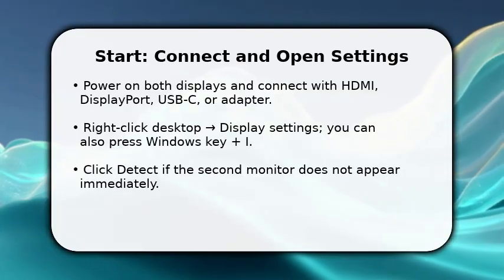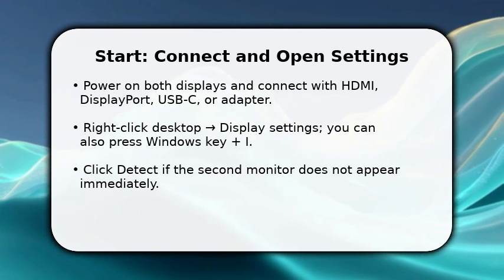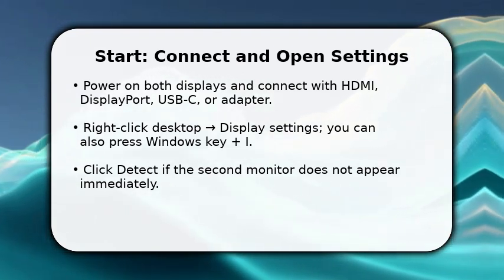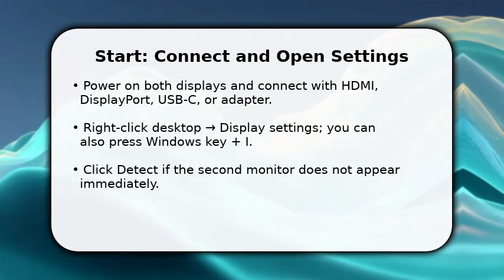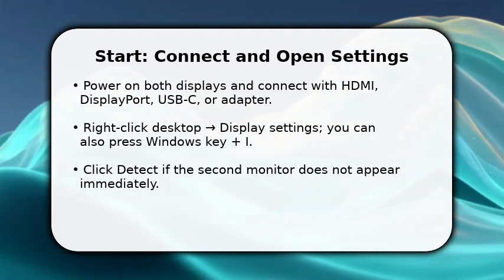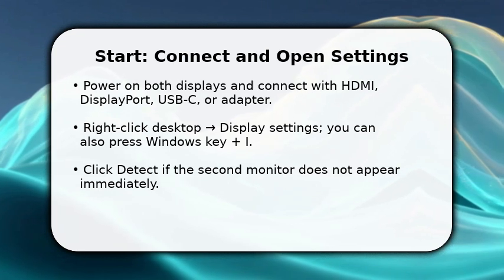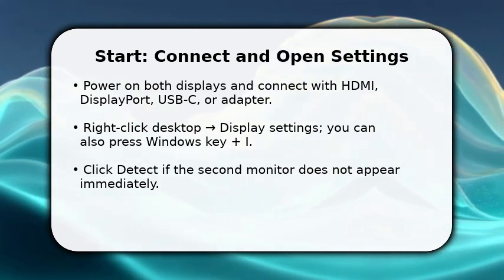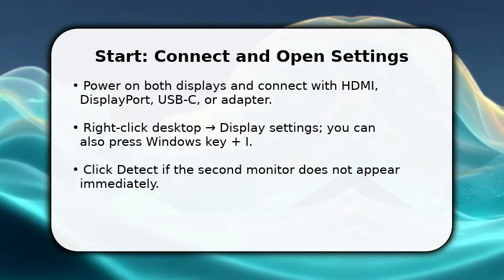You've already got cables and power ready. Now start Windows. First, make sure the second monitor is connected and powered. Then open Settings and go straight to System, Display. Alternatively, press Windows key plus I to open Settings fast. If Windows doesn't show the new screen right away, click Detect to force a hardware scan.